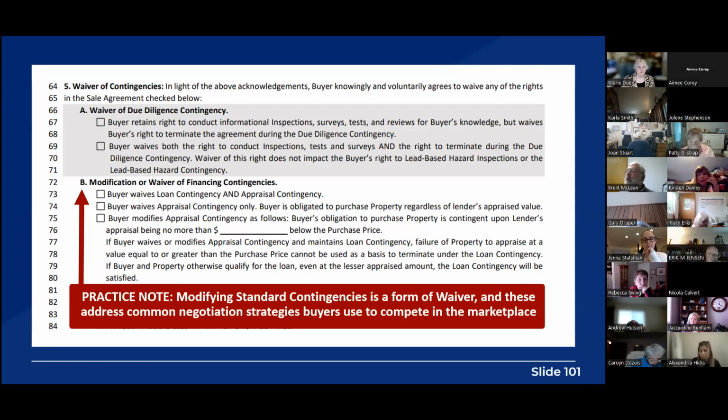And then, buyer modifies the appraisal contingency as follows. If they choose either one of those, you want to make sure you've talked to that lender, that the lender is really doing that and the lender knows that, because that could be an issue as well.